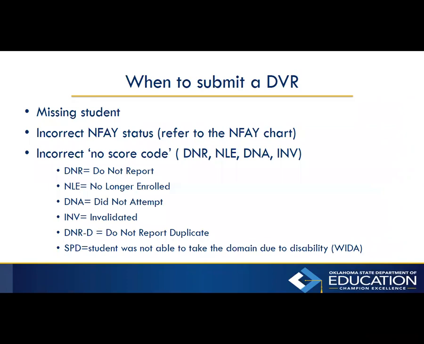Then also looking at the incorrect no score codes that will be located on the assessment correction view. So DNR, the do not report, NLE, which is no longer enrolled, DNA, they did not attempt the test, or INV, which the test was invalidated. DNRD is do not report duplicate, so you might have two. And then this last one, SPD, is specific to WIDA, so if the student was not able to take a certain domain due to a disability.